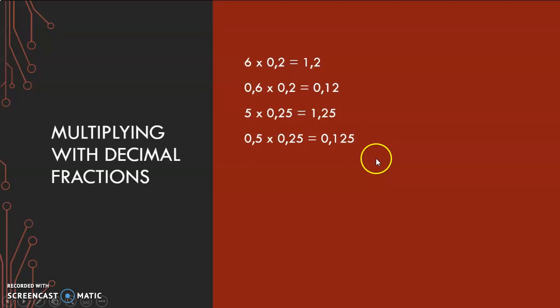So when multiplying with decimal fractions, you add the digits after the commas to know how many digits your answer needs to have after the comma. Don't add 5 plus 2 is 7 plus 5 is 9 or something ridiculous like that. Just know how many digits there are. Add the number of digits.